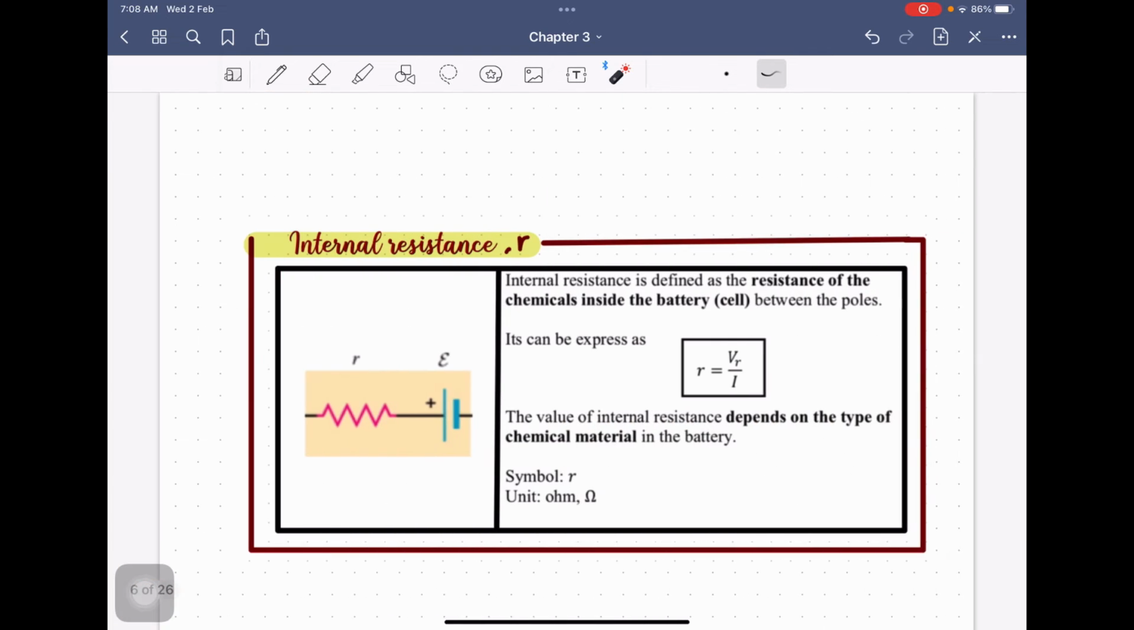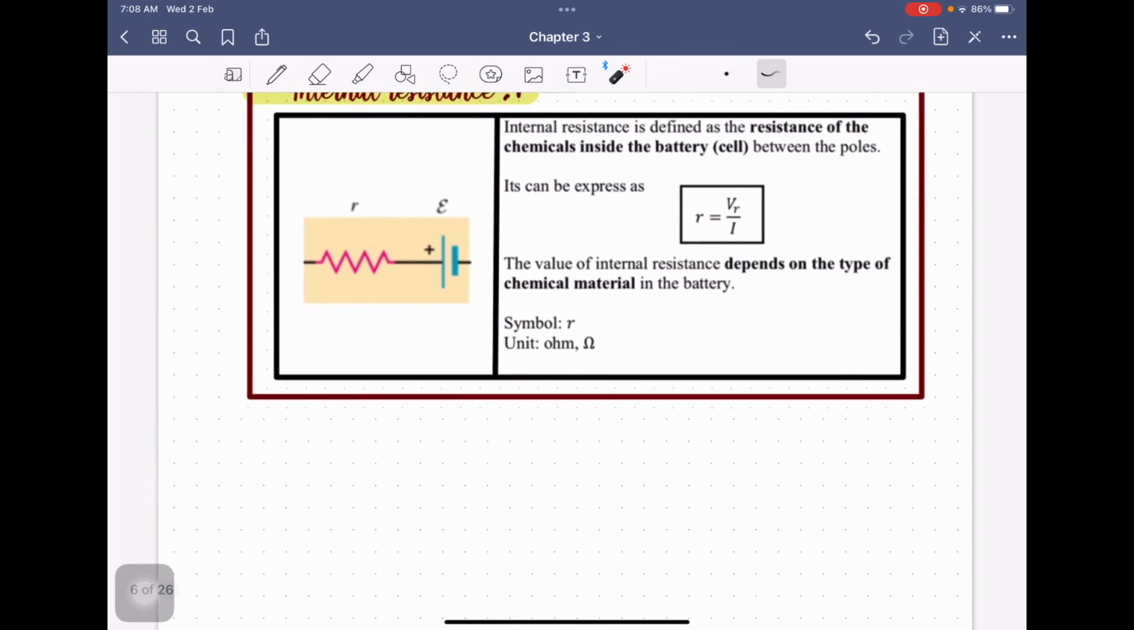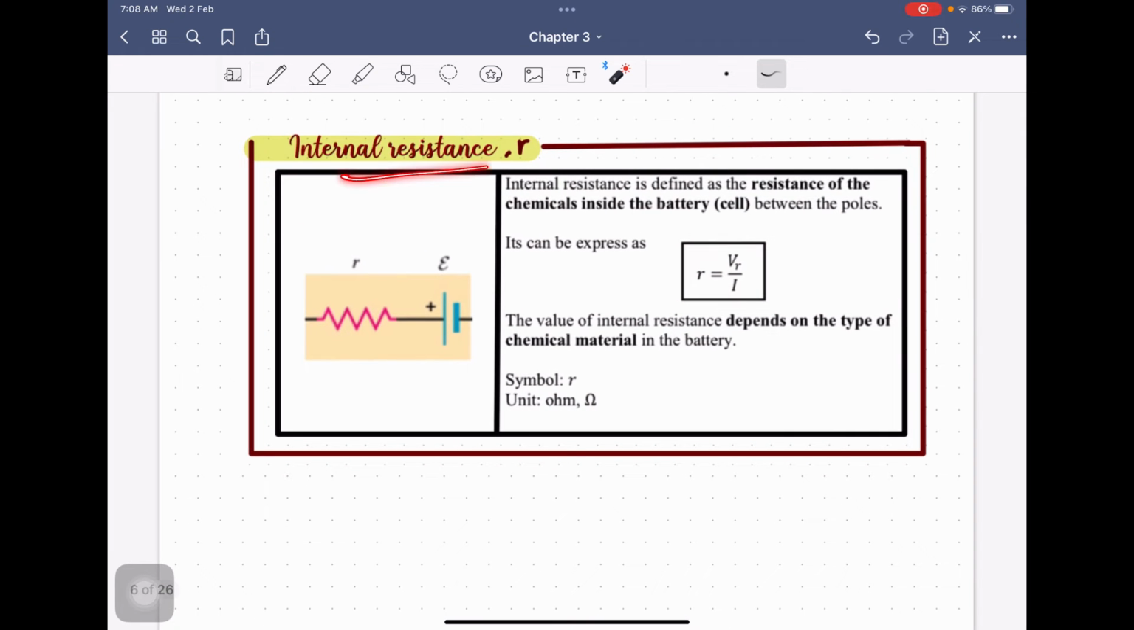Okay, next. Kita lihat seterusnya, apa itu internal resistance? Okay, internal resistance dia punya simbol adalah R kecil. Okay, kalau external resistance simbolnya adalah R besar. Okay, internal resistance is defined as the resistance of the chemical inside the battery between the poles. Okay, ni contoh kita punya cell battery. Okay, so dalam tu ada internal resistance. Kita lihatlah sama ada internal resistance is negligible ataupun not negligible.